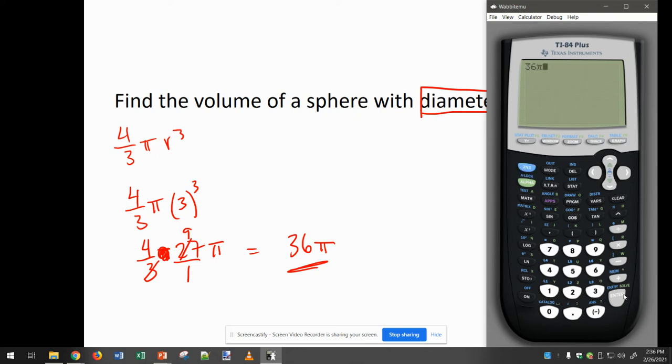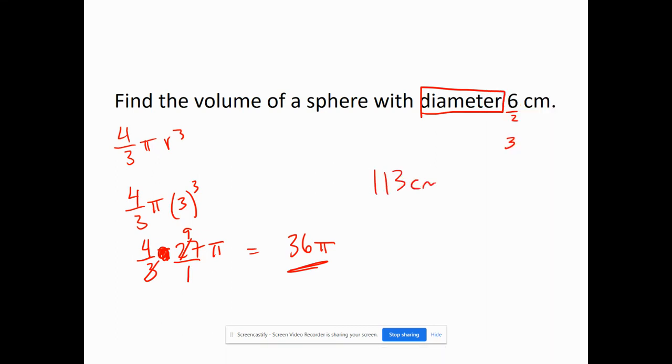36 times pi. Let's say 113.1 cubic centimeters. Okay, fair enough.